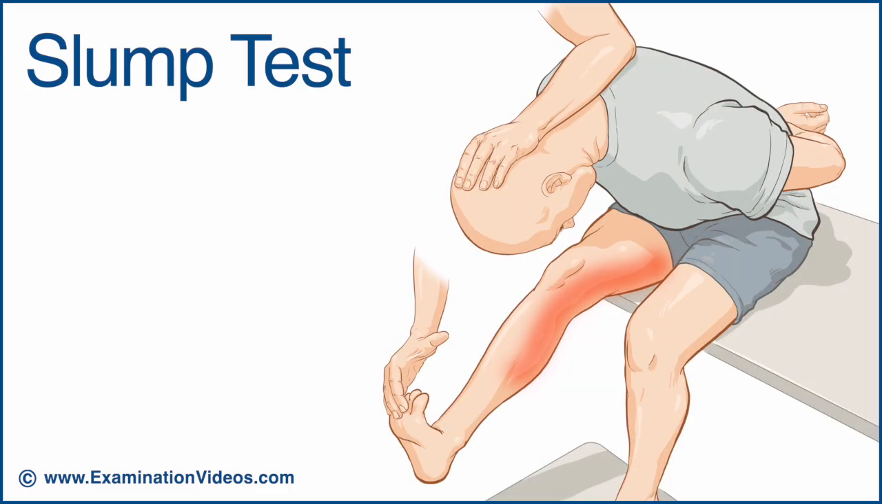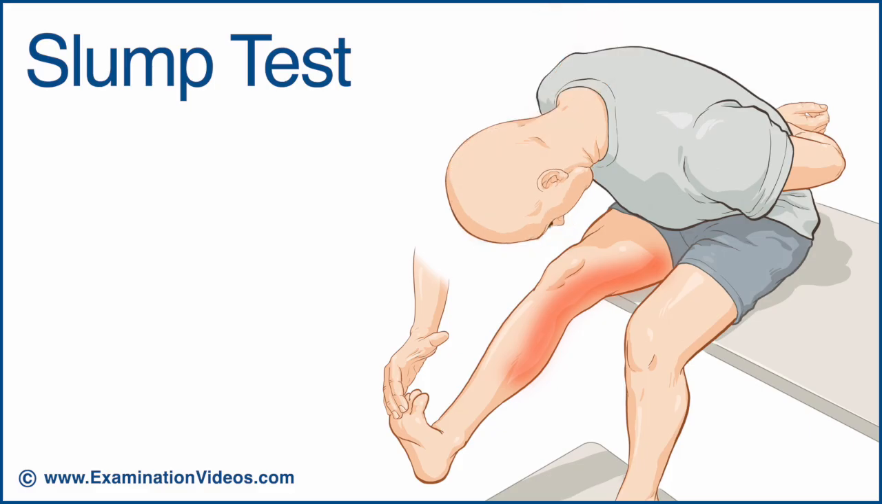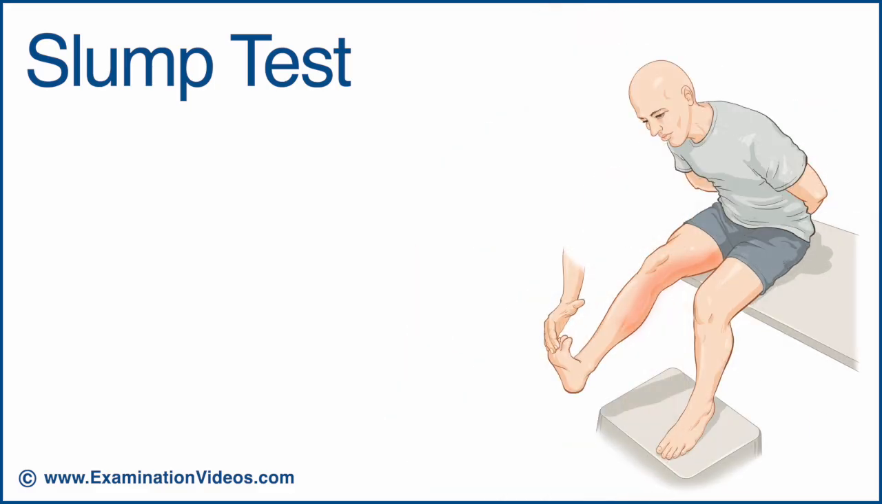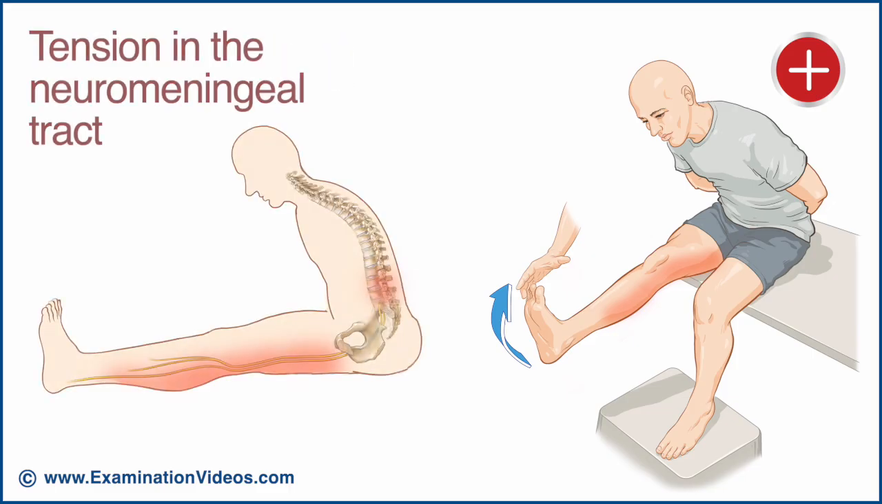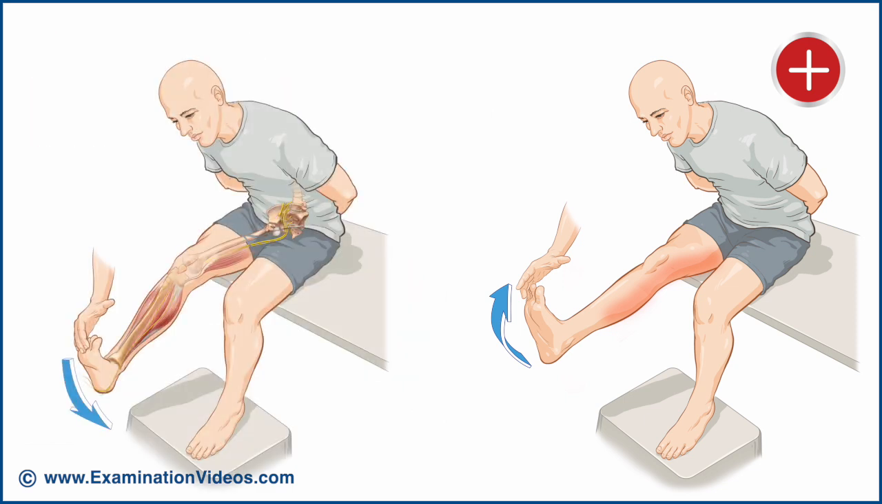To differentiate, release the pressure over the head and upper back and ask the patient to extend the neck. This reduces the neuromeningeal traction. Ask the patient to reattempt full knee extension. If the patient is now able to increase knee extension, the slump test is considered positive and suggests the presence of tension in the neuromeningeal tract. If the patient is still unable to increase knee extension, muscle tightness should be considered as the cause.